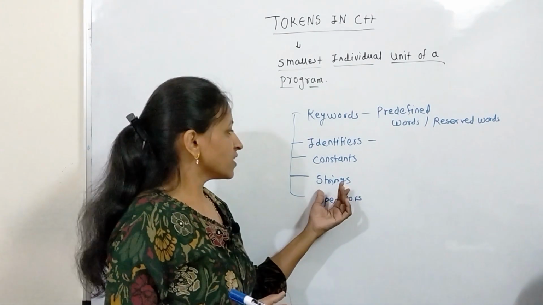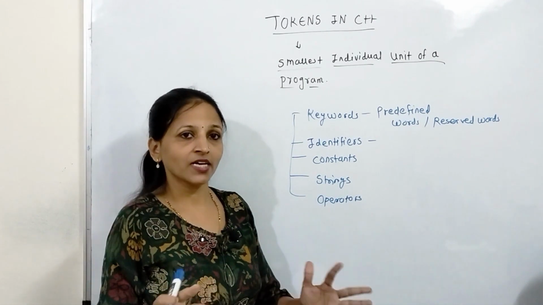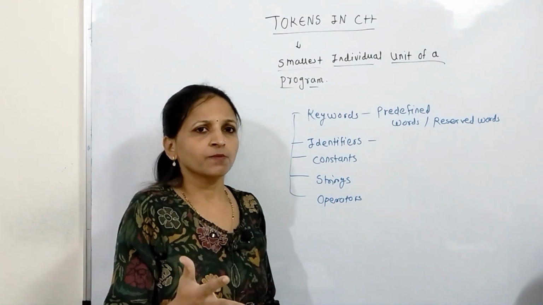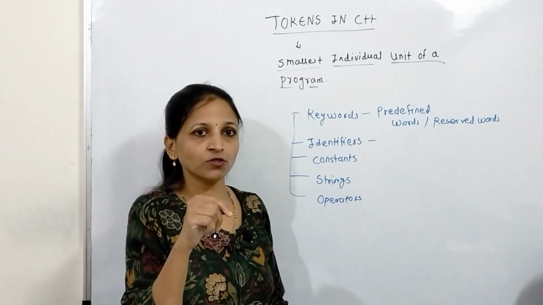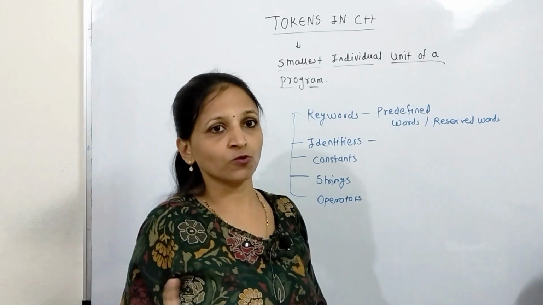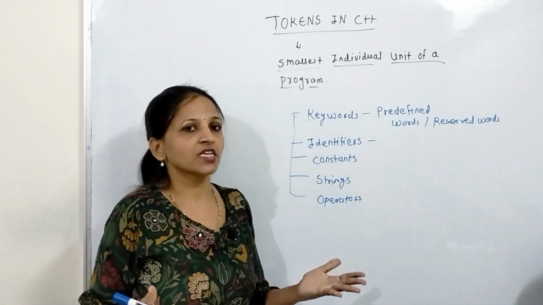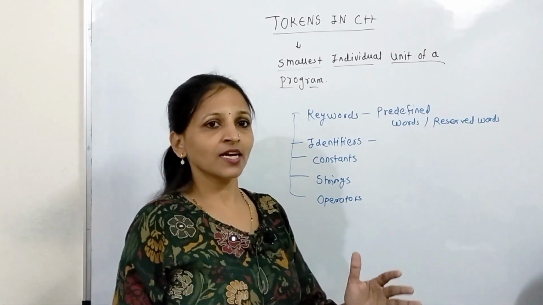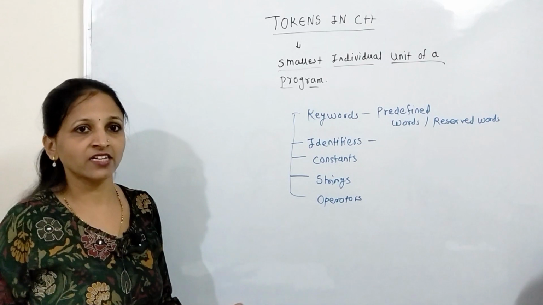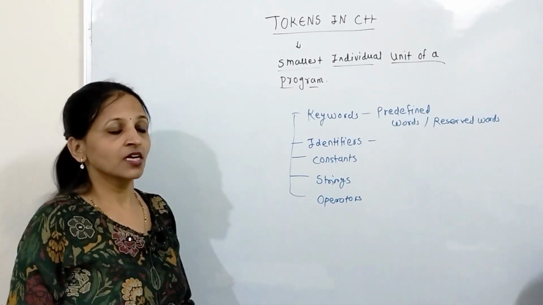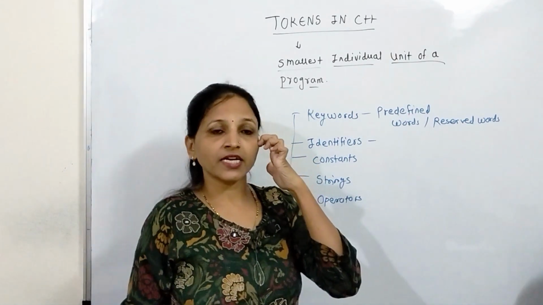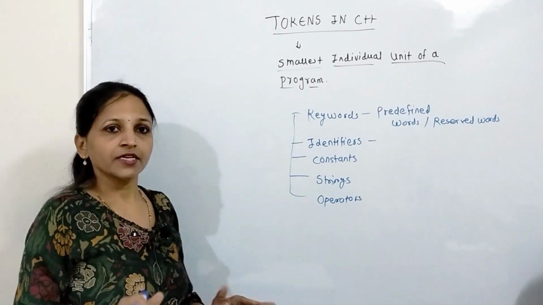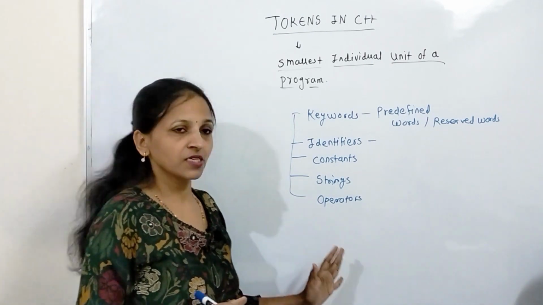Now the next one is strings. We can write strings in a program. Let's say we are writing a program to display hello world. Inside the cout statement we write hello world in double quotes. That is nothing but a string. Again, we can declare string type variables in C++ using the string class, or you can use a character array just like in the C programming language. Those are nothing but strings, and a string always ends with a null character, a terminator, just like in C language.